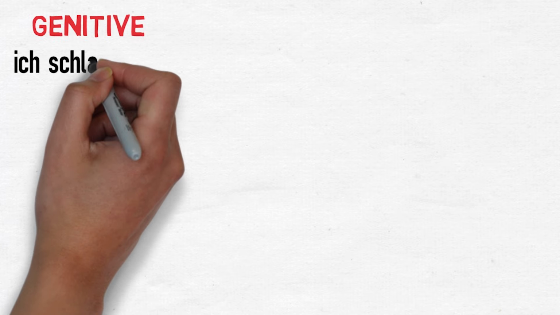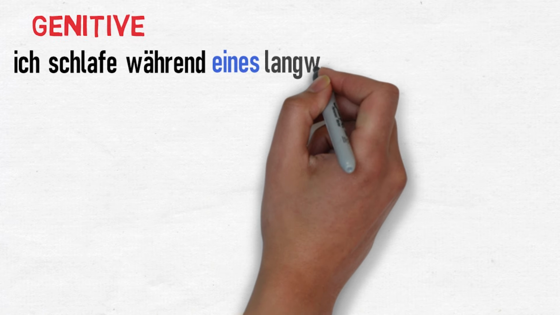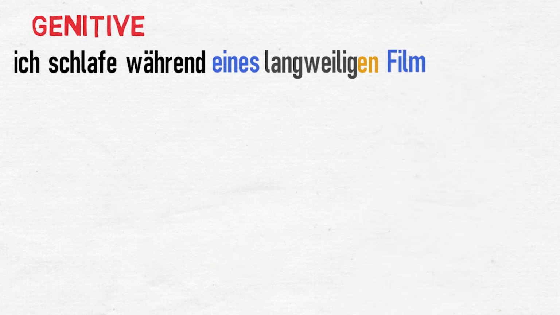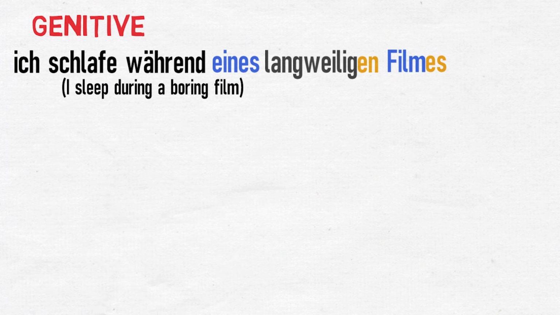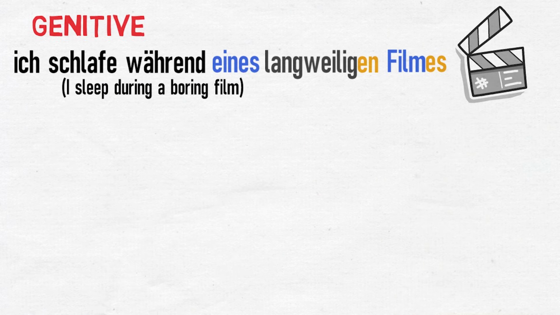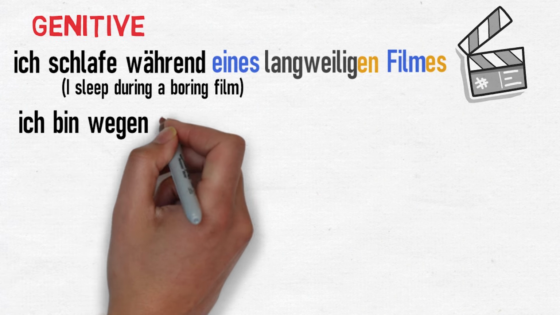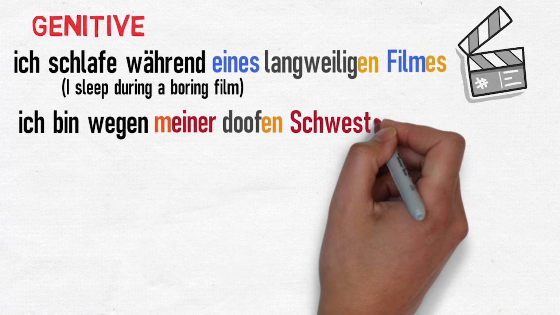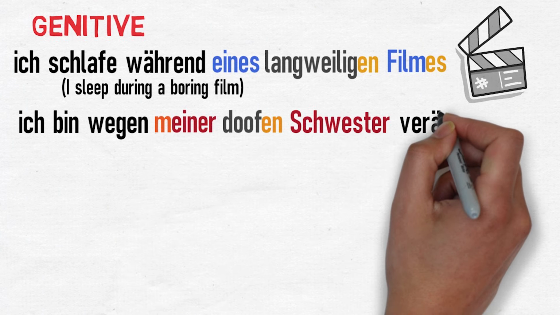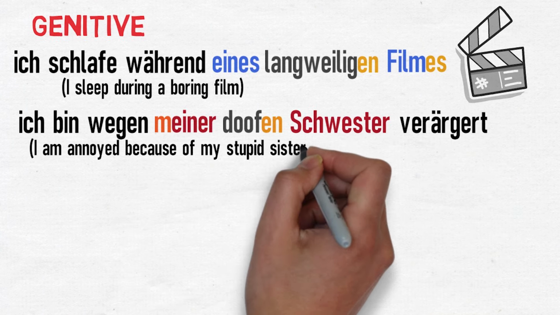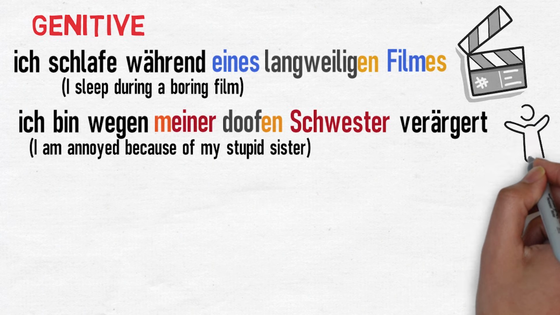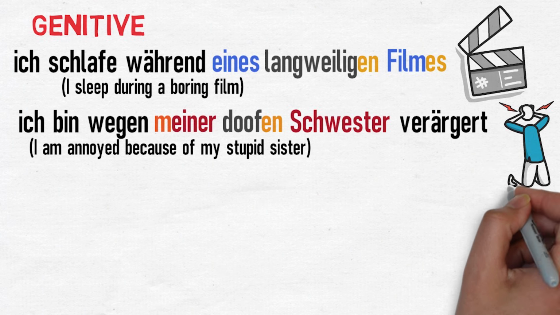Ich schlafe während eines langweiligen Filmes. I sleep during a boring film. Notice that Film now has the es as its genitive. Ich bin wegen meiner doofen Schwester verärgert. I am annoyed because of my stupid sister. Literally, I am, because of my stupid sister, annoyed.